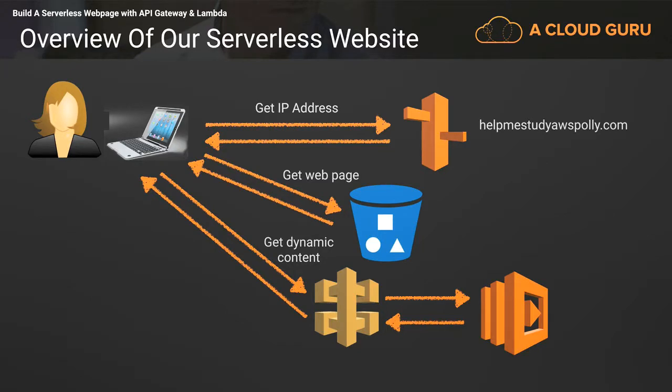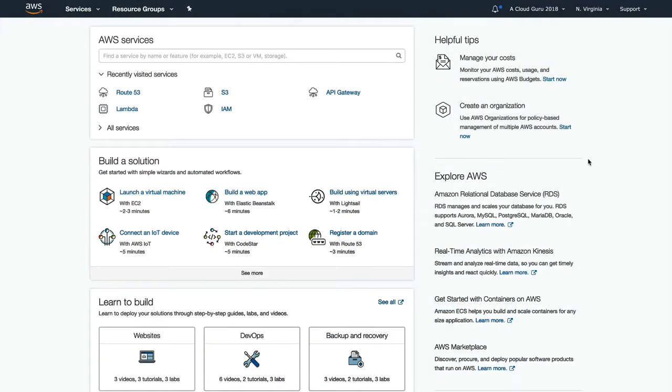So really simple site, and it's going to use basically 3 or 4 different components. So API Gateway, Route 53, S3, and Lambda. So let's go ahead and get started and log into the AWS console. The code for this is all in the resources section of the course, so please download the code now and unzip it. Okay, so I'm here in the AWS console.